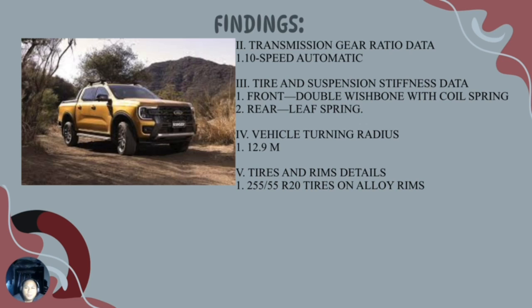Transmission gear ratio data, 10-speed automatic. Tire and suspension stiffness data. For the front, double wishbone with coil spring. For the rear is leaf spring. Vehicle turning radius 12.9 m. Tire and rim detail is 255 per DJA50082 tire on alloy rim.